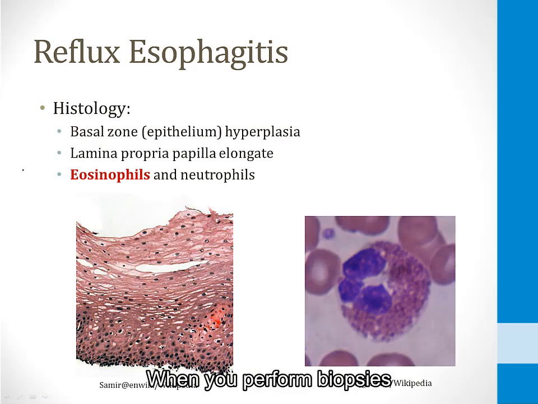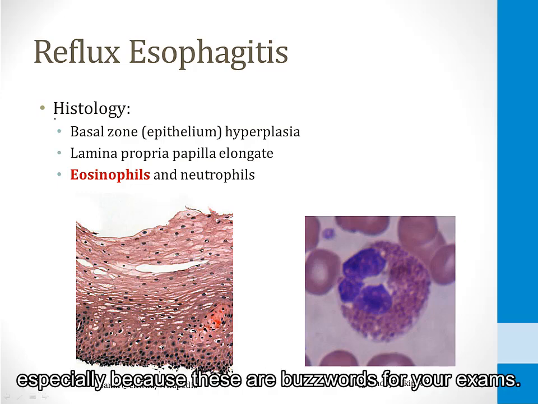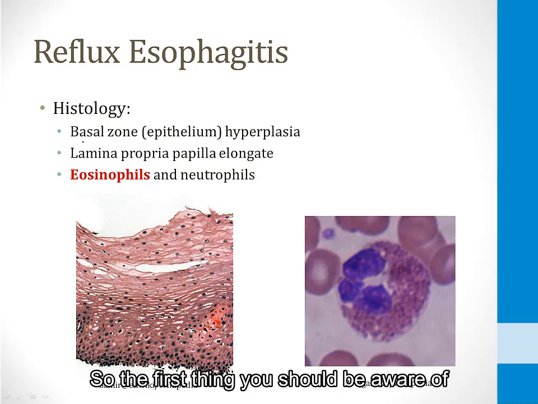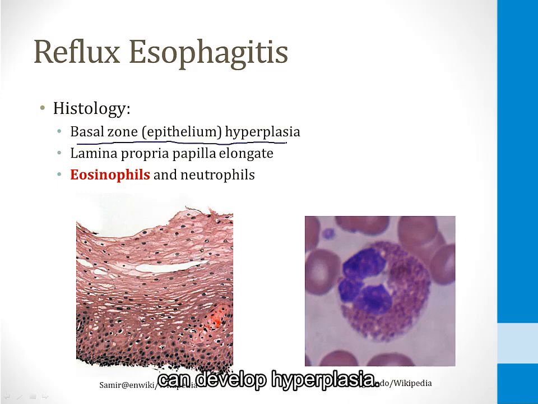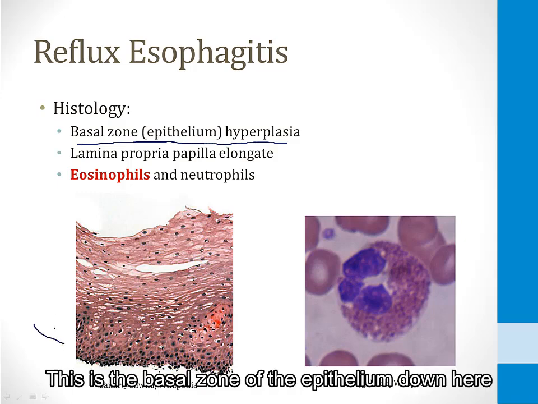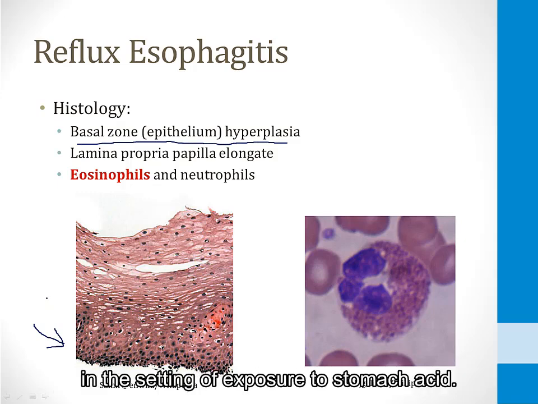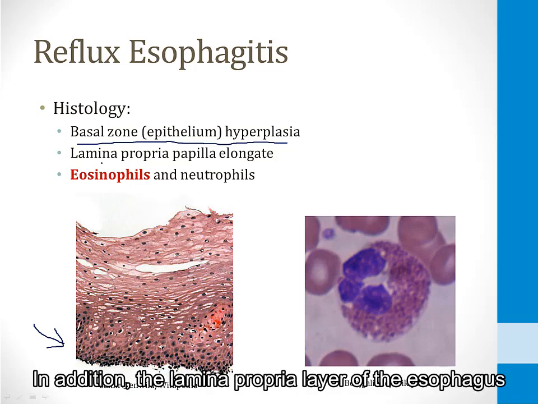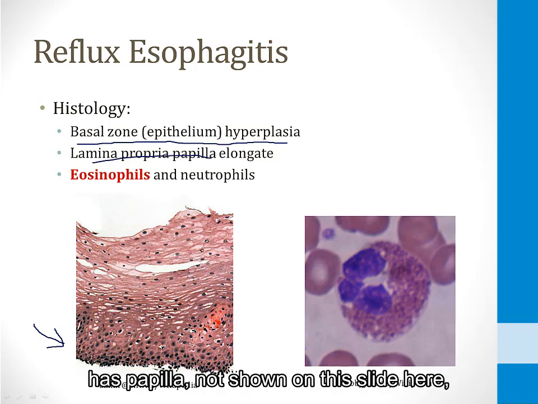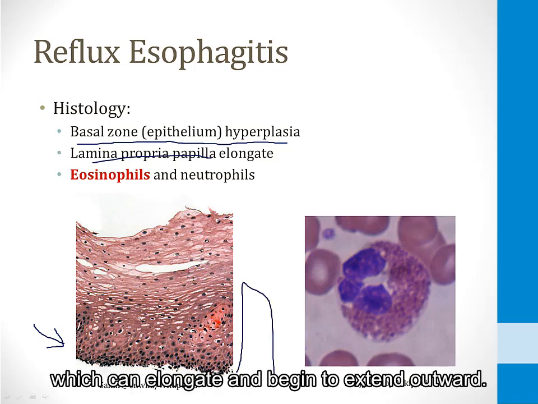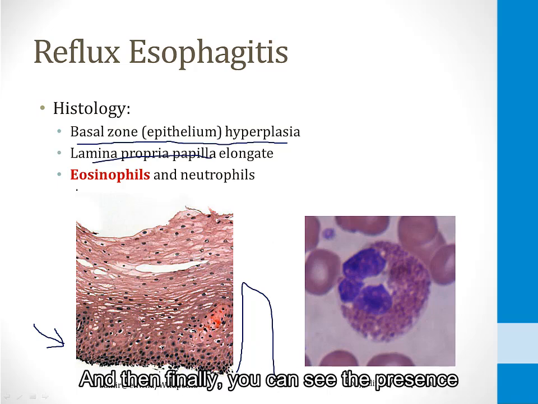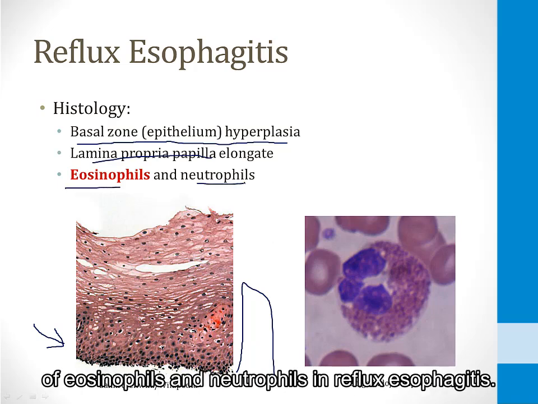When you perform biopsies in patients with reflux esophagitis, there are some classic histology findings that you should know, especially because these are buzzwords for your exams. So the first thing you should be aware of is that the basal zone of the epithelium can develop hyperplasia. This is the basal zone of the epithelium down here, and it can start to multiply and develop hyperplasia in the setting of exposure to stomach acid. In addition, the lamina propria layer of the esophagus has papillae, not shown on this slide here, which can elongate and begin to extend outward. And then finally, you can see the presence of eosinophils and neutrophils in reflux esophagitis.